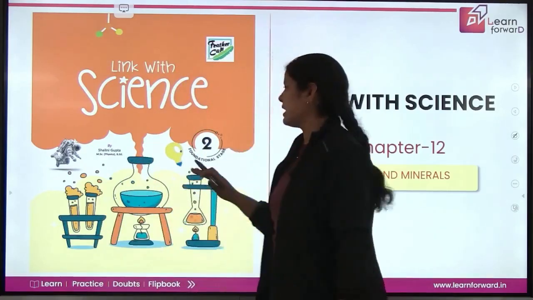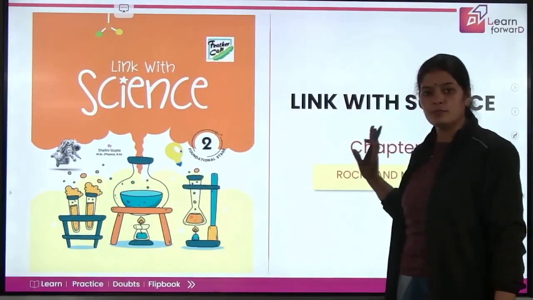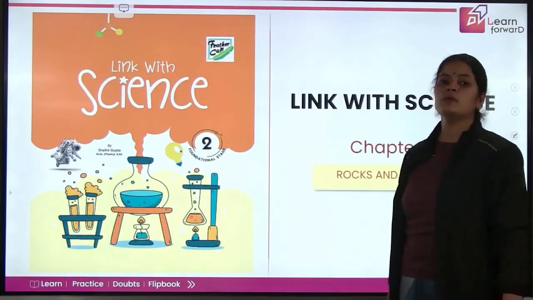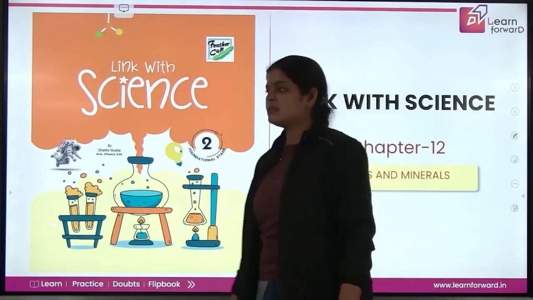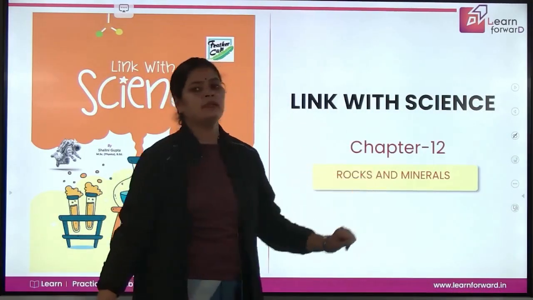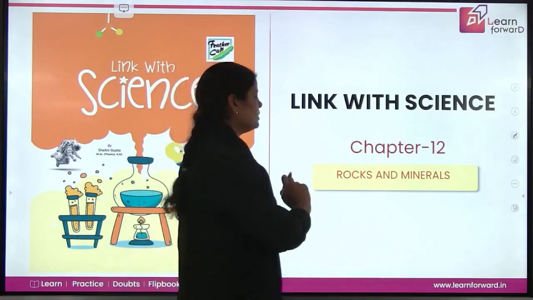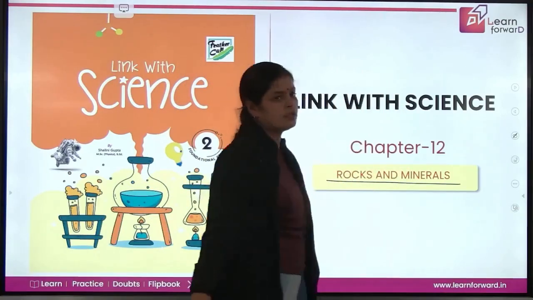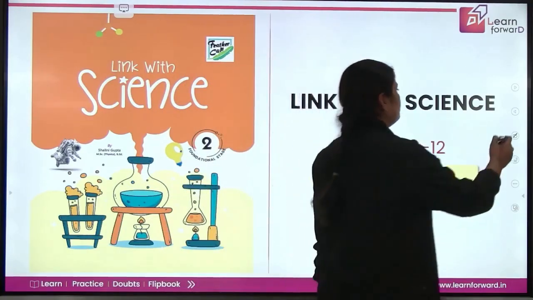We are doing science and we have reached the end of this book today. We are doing science with the book Linked with Science by Feathercap. This is the last chapter of the grade and the title says that we are going to learn today about rocks and minerals. Okay, rocks and minerals. So let's start.